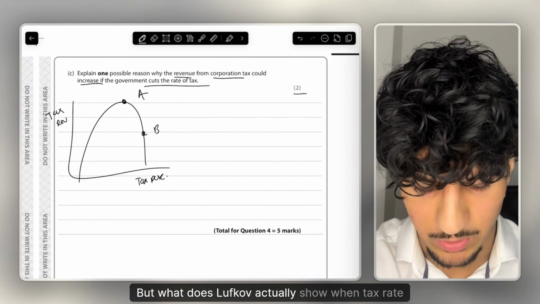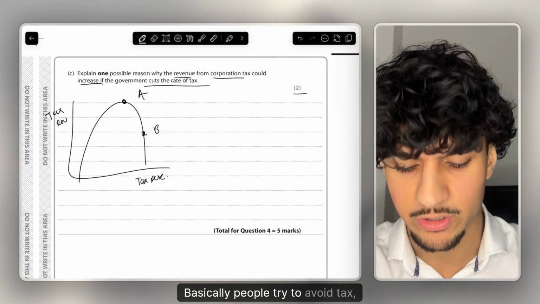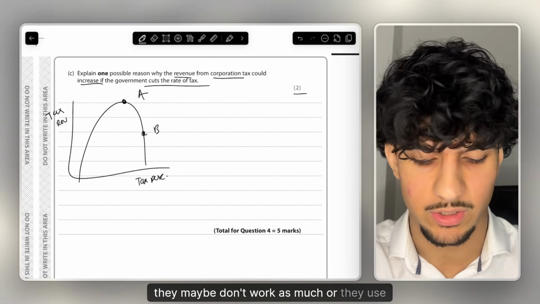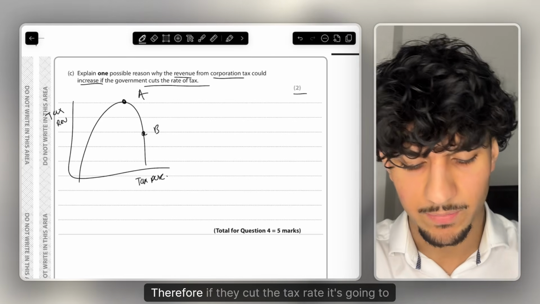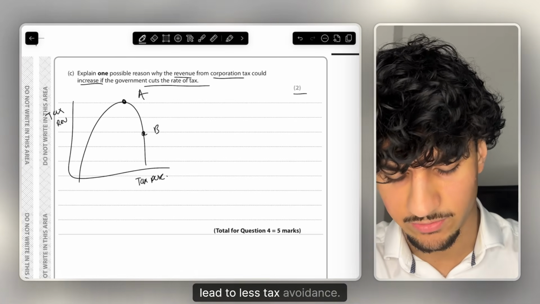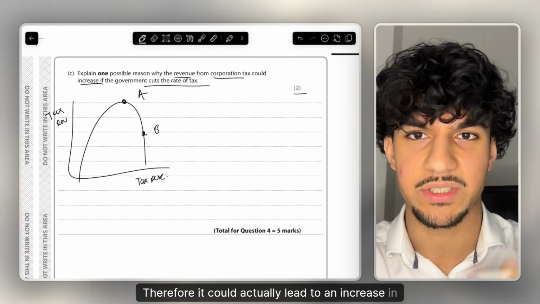But what does the Laffer curve actually show? When the tax rate gets too high, basically people try to avoid tax. They maybe don't work as much, or they use strategies like offshoring their bank accounts to try to avoid that tax. Therefore, if they cut the tax rates, it's going to lead to less tax avoidance. Therefore, it could actually lead to an increase in tax revenue.